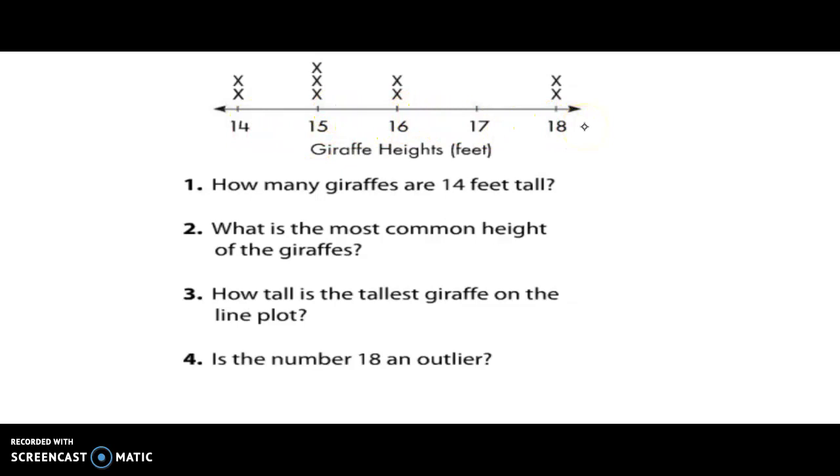Okay, so the first question is, how many giraffes are 14 feet tall? So pause for a second, come up with an answer, and then come back. Okay, so right here, how many giraffes are 14 feet tall? Well, we're looking at this right here, and our answer is how many X's there are. So there are 2 giraffes that are 14 feet tall.